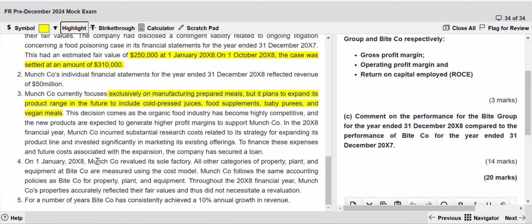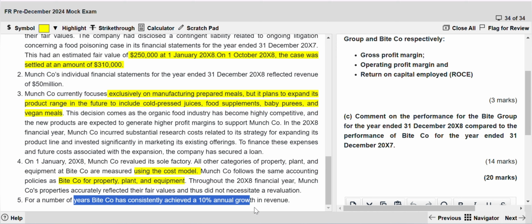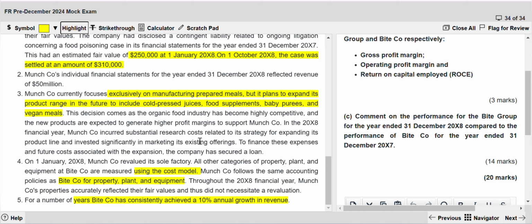On 1st January, Munch revalued its factory. All other categories of property, plant and equipment at WeGyde are measured using the cost model. Munch follows the same accounting policies as WeGyde for property, plant and equipment. Throughout the 20X8 financial year, Munch's properties accurately reflected their fair values and thus did not necessitate a revaluation. For a number of years, WeGyde had consistently achieved a 10% growth in revenue.